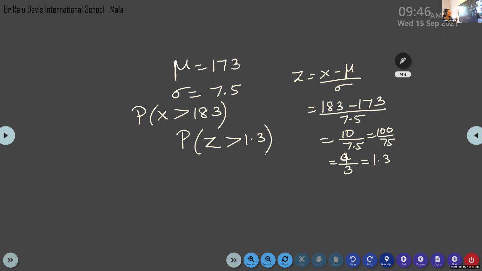How will you find P of Z greater than 1.33, Karthik? Ma'am, F of 1.33. Greater than. If it is less than only, we can use that value. Here it is greater than, so what you have to do? 1 minus. Yes, it is 1 minus F, P of Z less than or equal to 1.33. So 1 minus, find out what is F of 1.33.